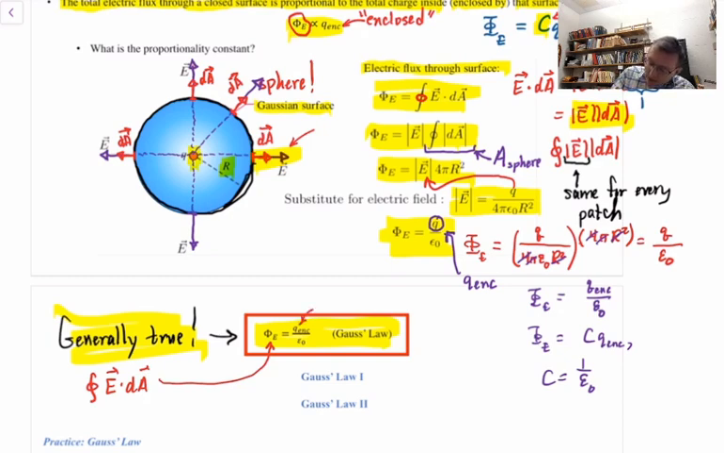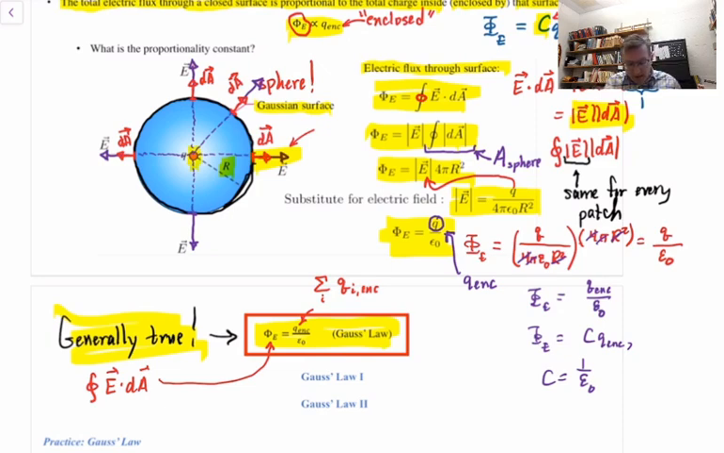And the Q enclosed symbol means add up all the charges that are inside, enclosed by the Gaussian surface. Add them up. It's got to be the net charge enclosed. Okay? And then divide the right-hand side by epsilon 0.